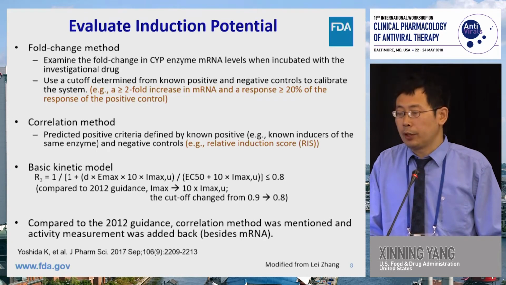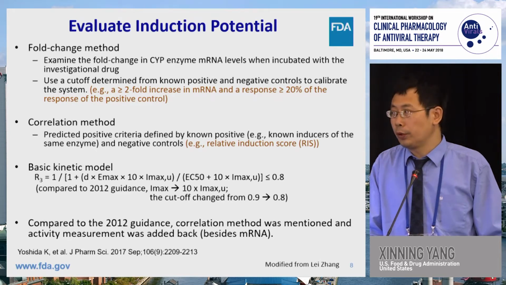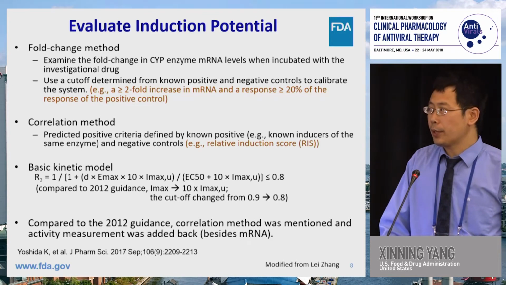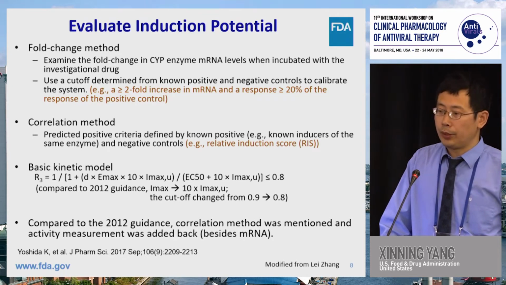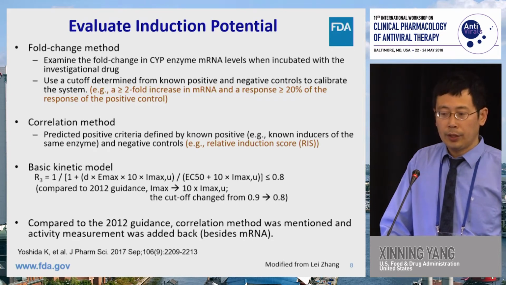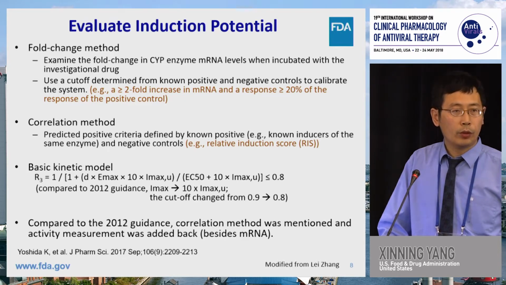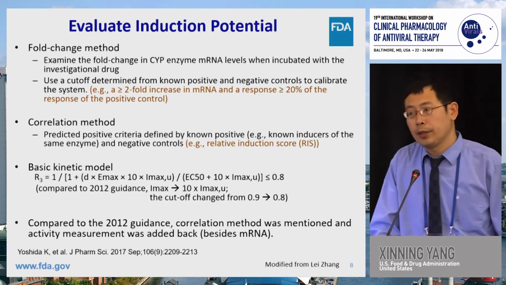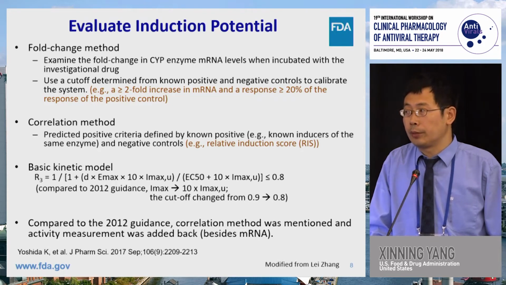For example, if the increase is at least twofold with your drug, and the response increase is at least 20% relative to the positive control, then there's a potential for the drug to induce the CYP enzyme in vivo. And we also provided the option for a more advanced method called the correlation method or basic kinetic model. For those two, you need to characterize the Emax and EC50 from an in vitro experiment. It's just like the general pharmacological experiment. Determine the Emax and EC50. And compared to the previous guidance, we added back the activity.